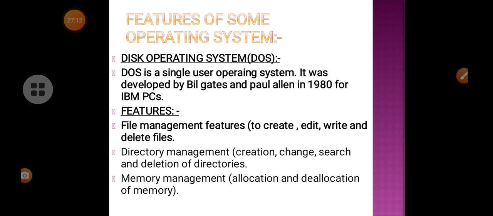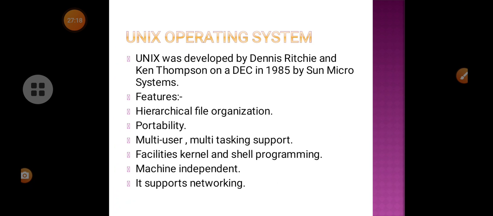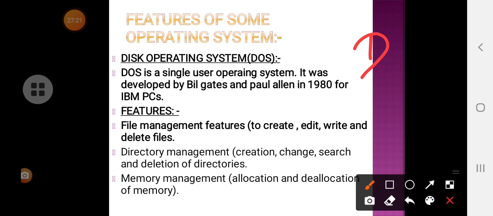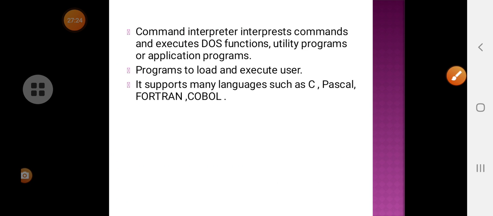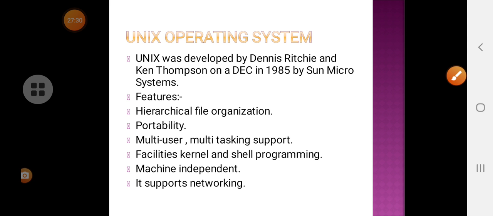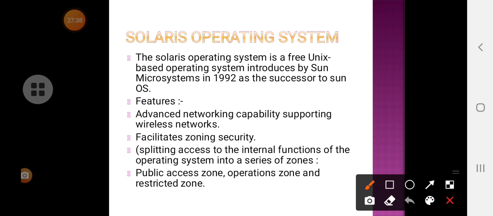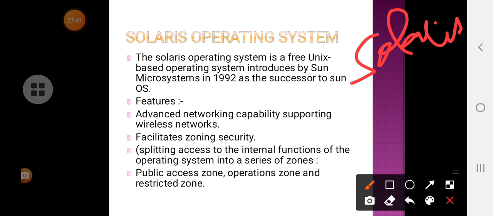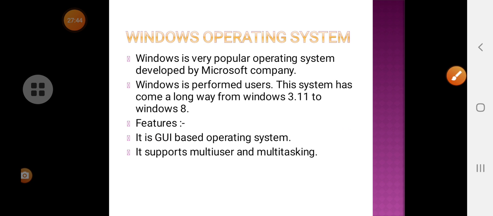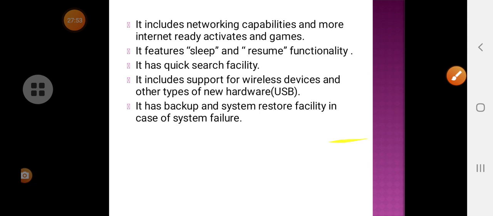Then, what are the operating systems which we discussed? One is DOS, and we are done with that. The second operating system is Unix. The third is Linux. Next is Solaris. Next is the Windows operating system, which we discussed generally, and then Windows 7 and Windows 8.